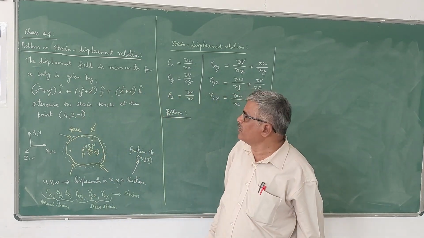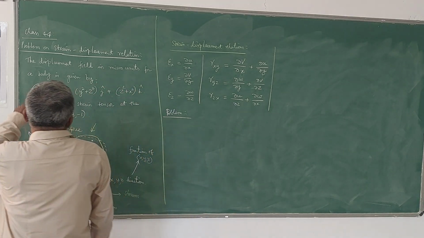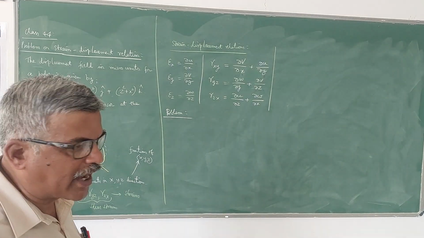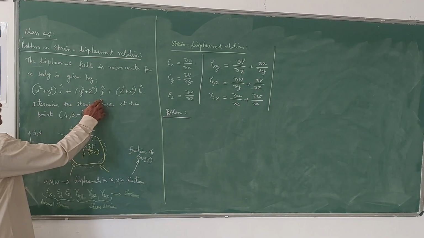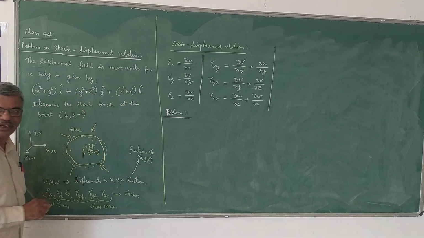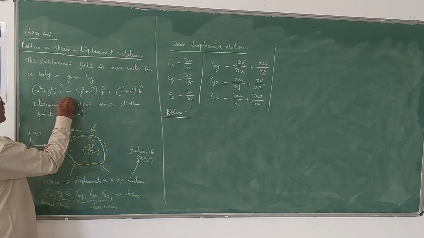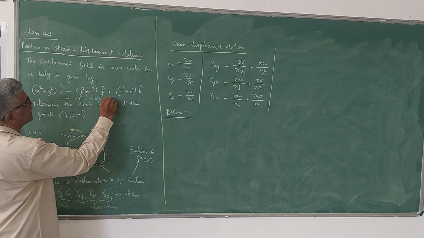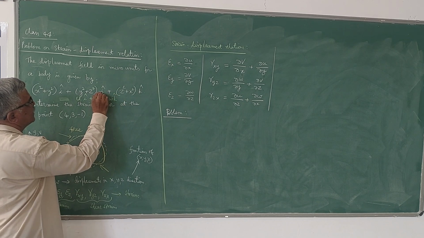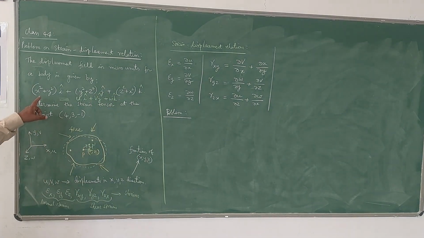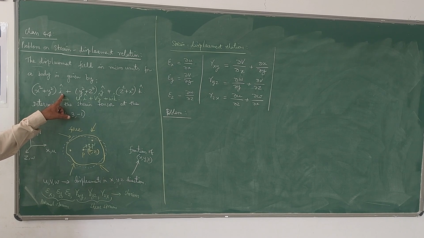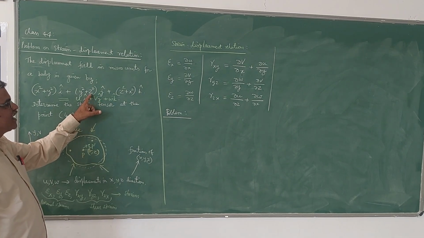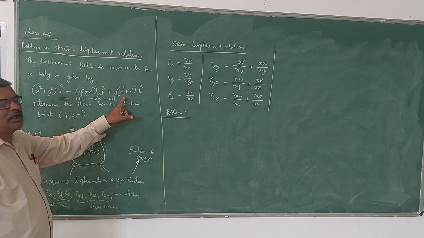Here the displacement field, in micro units, for a body is given by (x square plus y square) i plus (y square plus z square) j plus (z square plus x square) k. These are functions. When they give it like this, the meaning is u i plus v j plus w k. The term with i will be u, the term with j will be v, and the term with k will be w.